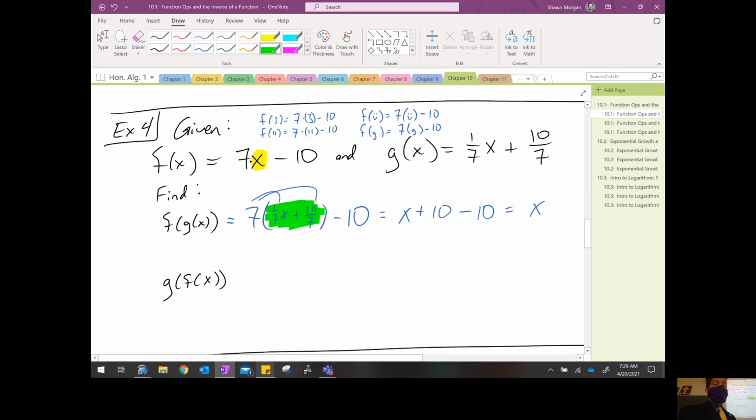Okay. So our f rule, our outermost macro level rule, is to say, hey, whatever's in this parentheses, in this case it's g, you're going to multiply it by 7 and subtract 10, and then let the chips fall where they may. And so we do 7 times that binomial minus 10, and we distribute, simplify, and it all boils down to x.